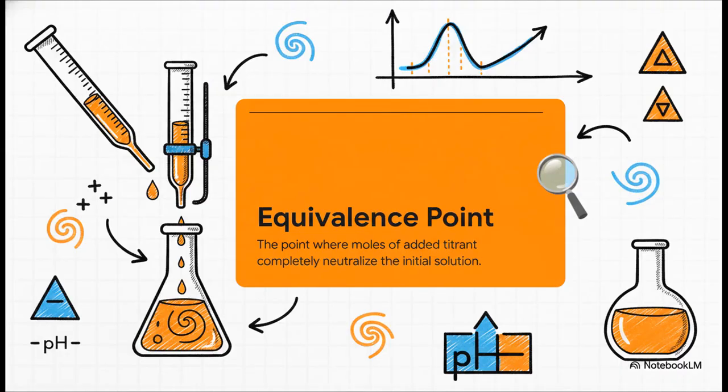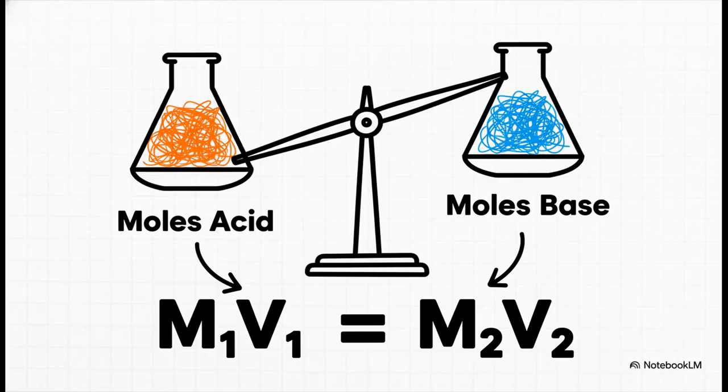Okay, so that's the base. But what about the acid we were adding? Can we figure out its concentration? You bet. For that, we need to go back to our equivalence point. And looking at the x-axis, we can see that we hit that point right after adding 25 milliliters of the acid. Now here's the magic of the equivalence point. It's the exact moment when the moles of acid you've added are equal to the moles of base you started with. This leads to one of a chemist's handiest little equations, M1V1 equals M2V2.